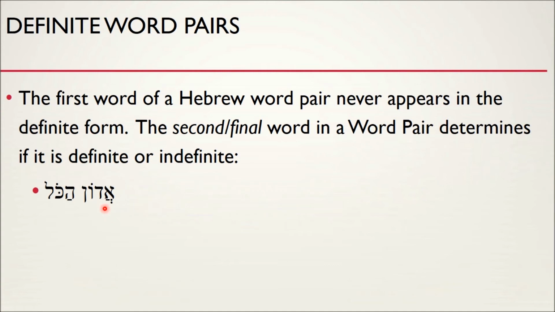this word here, adon, is not definite. You don't have the definite hey at the beginning, anything like that. The second word, though, in this word pair, hakol, is definite. So, the last word of the word pair is definite. That means every word in the word pair is definite. Now, if this word were not definite, if this was just kol, which is indefinite, that means that all the words in the word pair are indefinite. And this translates to master of everything, because remember, hakol is an idiom for everything.